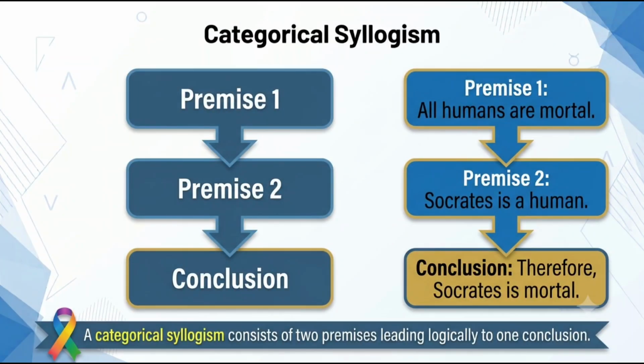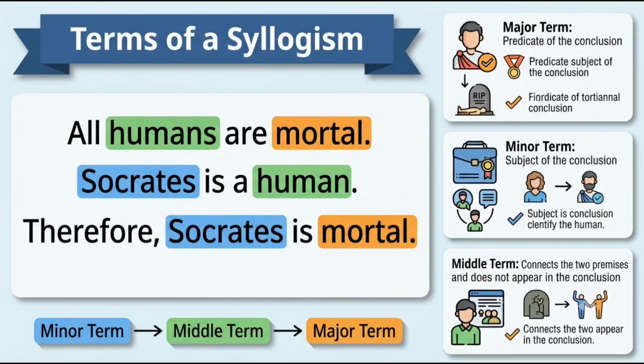A categorical syllogism is a logical argument made up of three categorical propositions. It contains two premises and one conclusion. The purpose is to determine whether the conclusion logically follows from the premises. Every syllogism contains three terms: the major term, which appears as the predicate of the conclusion; the minor term, which appears as the subject of the conclusion; and the middle term, which connects the two premises but does not appear in the conclusion.